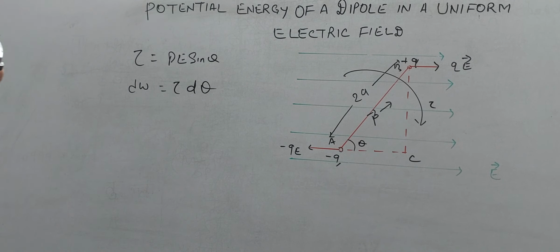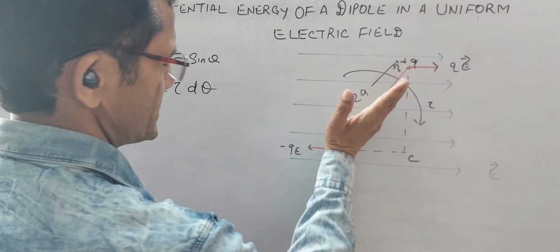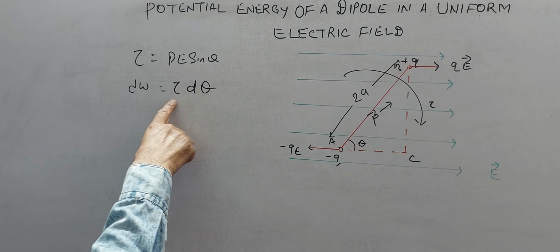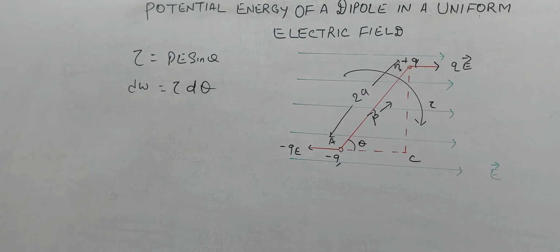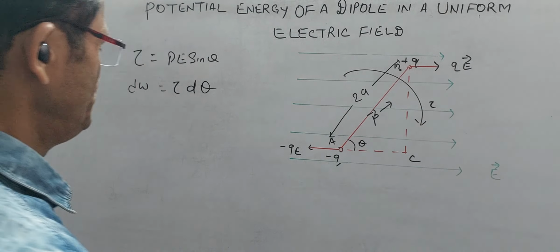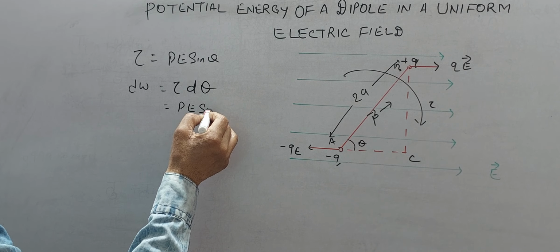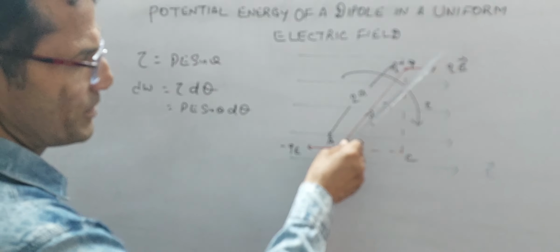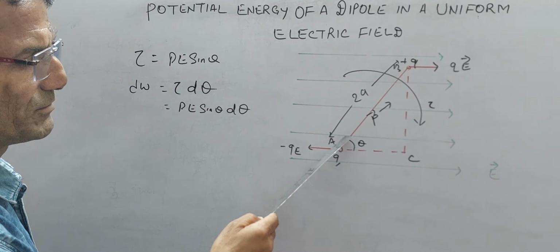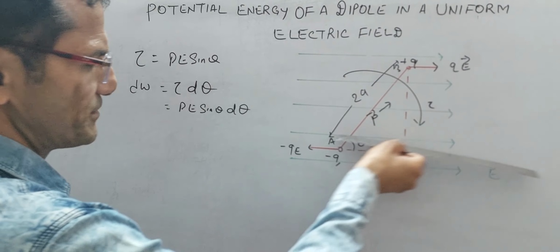like in translational motion, the total work done is equal to linear force multiplied by the displacement. In a rotational system, force is replaced by the moment of force, that is the torque, and the displacement is replaced by the angular displacement. Now if I place the value of torque in this case, it becomes pE sin theta d theta. Suppose the dipole is starting from this position, theta 1, and goes from this to this, where it has an angle theta 2 with the direction of the electric field.